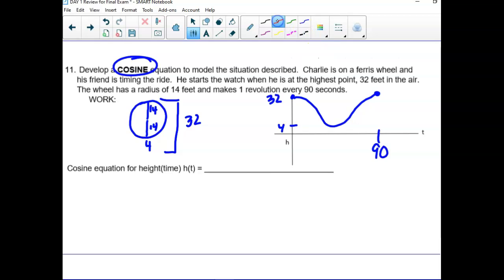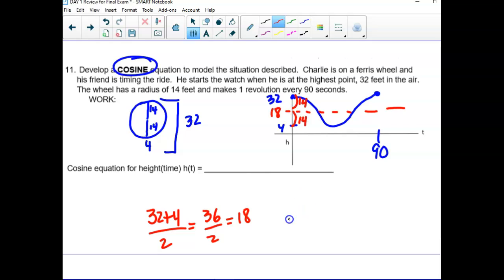So we need to find the midline. 32 and 4 divided by 2 is 36. Divided by 2 is 18. The average is the midline of 18. And this is a distance of 14, which was the radius. And this is a distance of 14.